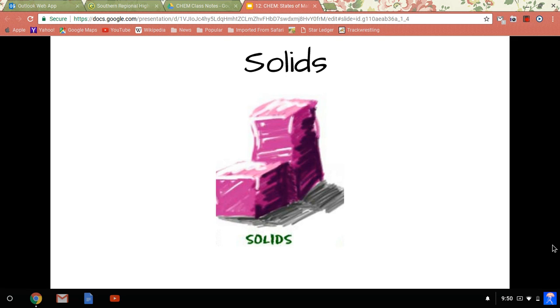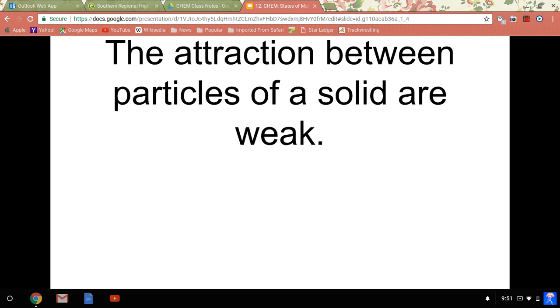You should have already done the true or false questions on your class note sheet about different properties of solids. We're just going to review them now. So look back to the true or false questions. The attraction between particles of a solid are weak. This is false. They're actually very strong.